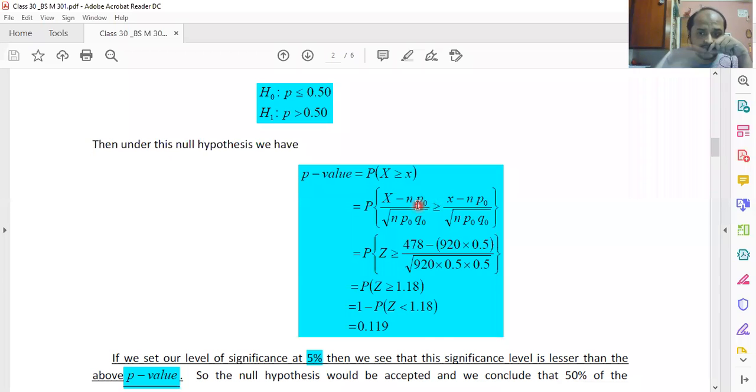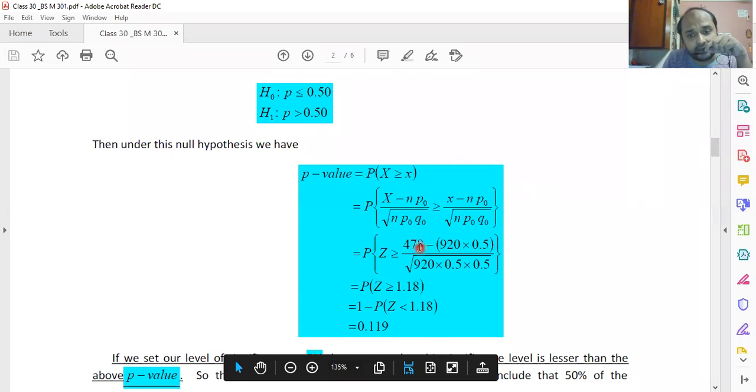Now, I subtract the quantity NP naught from both sides, and divide by this square root term. The inequality will not change because the square root term is positive. Variance is always positive, and hence standard deviation is positive. And you know the left hand side is nothing but the formula of Z, the standardized variable. So we are replacing this quantity by Z.